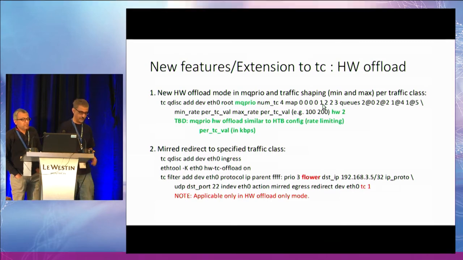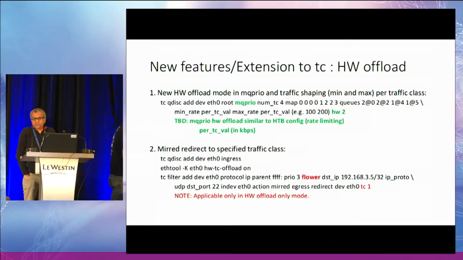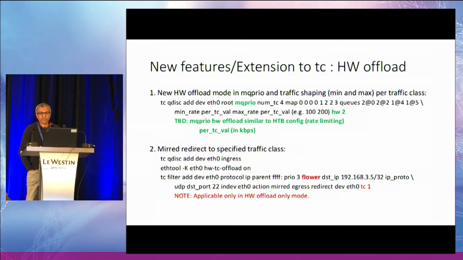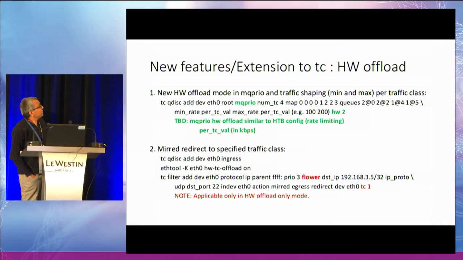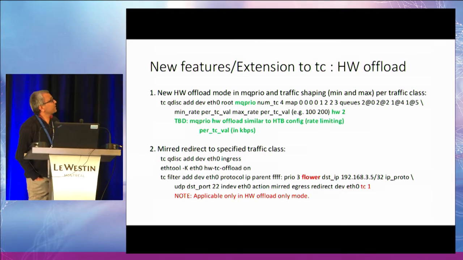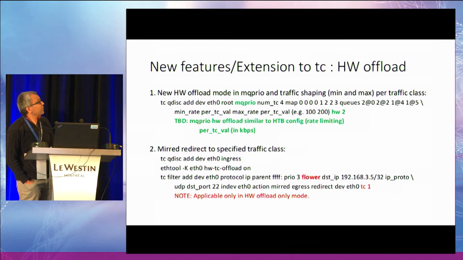Okay. So, in some of the previous presentations, we saw busy poll and application silos. So this is taking the steps forward and seeing what QoS features we can have for some of these new features which are coming in. So I'm sure everyone can understand the first command, which is essentially we want to offload the mqprio. That's where that hw 2 is. 2 stands for offload into the hardware.